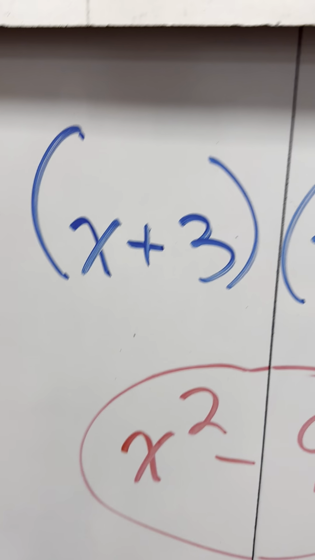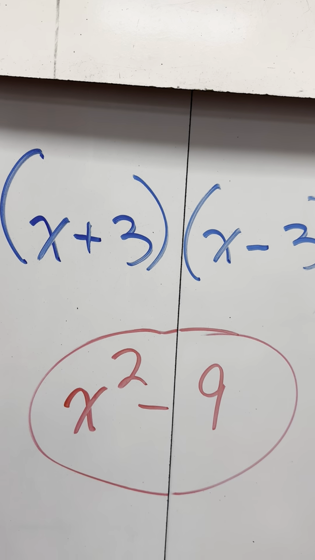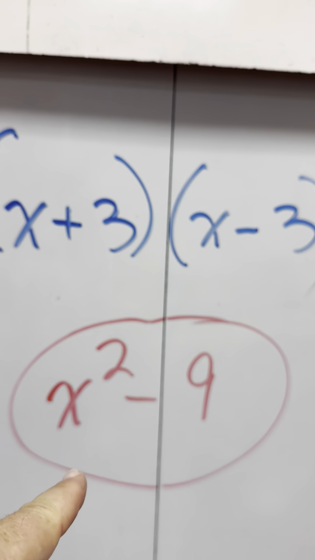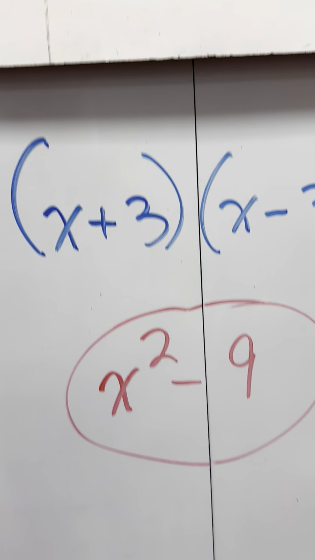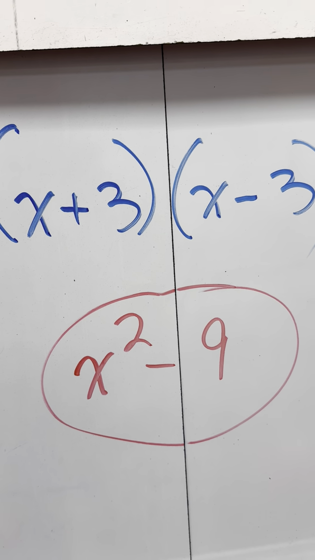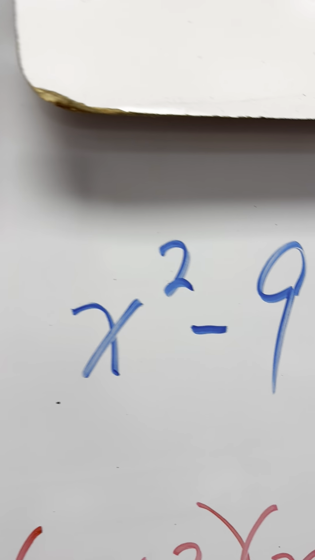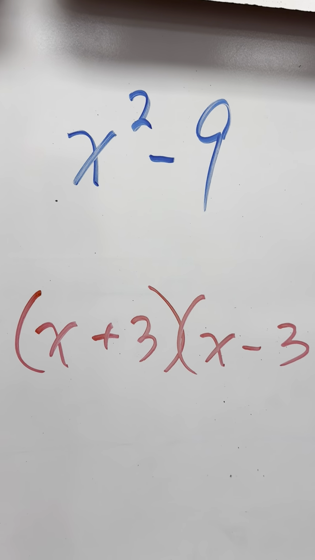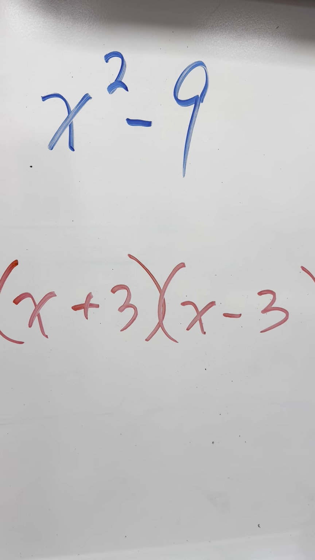Now, remember x plus 3 times x minus 3 gives you x squared minus 9 when you FOIL, right? X times x is x squared. 3 times negative 3 is negative 9, right? And if you FOIL, outer is minus 3x, inner is plus 3x, so the middle term drops out here. And if we go backwards, x squared minus 9, and you factor. What times what makes x squared? X times x. And what times what makes negative 9 is positive 3 and negative 3, right?